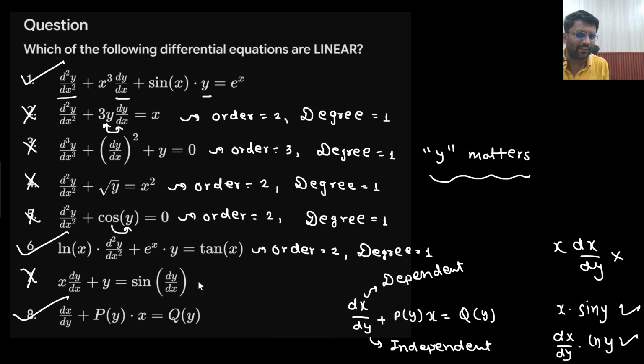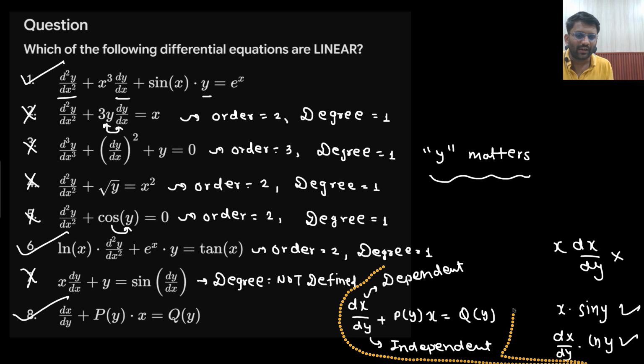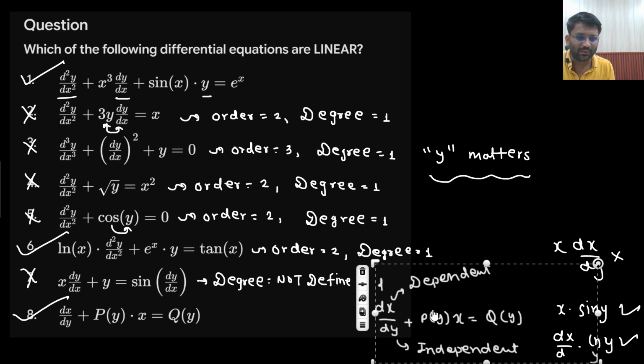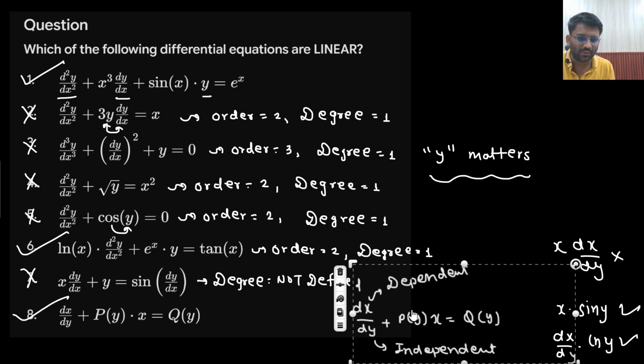Here, is the degree defined or not defined? Degree is not even defined, because dy/dx is trapped inside sine. Degree is not defined, and along with that it is non-linear as well. Understandable? What about the first example? Yes, it is linear, degree is also defined, degree is 1, order is 2. Understandable? So everything is crystal clear. Just revise whatever we have studied, and whatever confusion you always had in this particular topic is gone now. Say yes or no. Your confusion is gone.